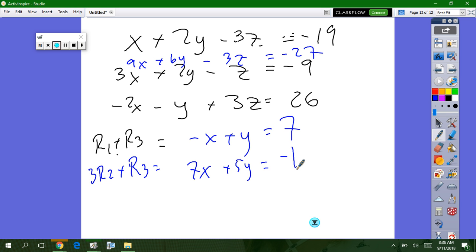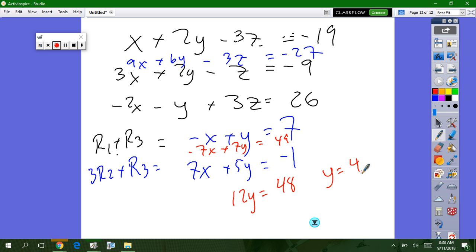Walker, which one would you get rid of on this one? Good. So what are you going to times it by? Good. So I get -7x plus 7y equals 49. Does everybody understand where that's coming from? When I add those together, I get 12y equals 48. So y is 4.